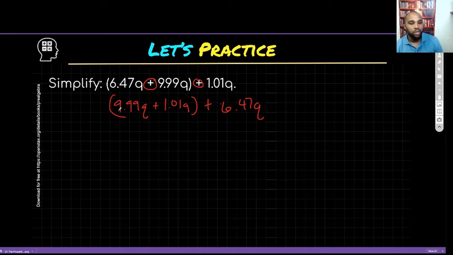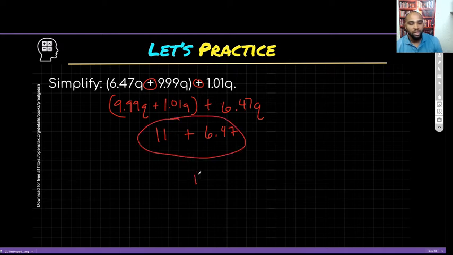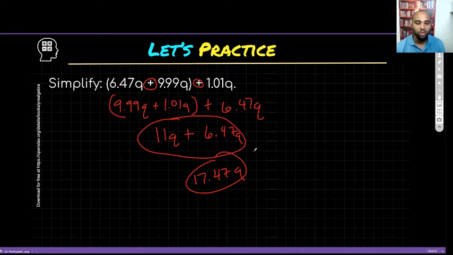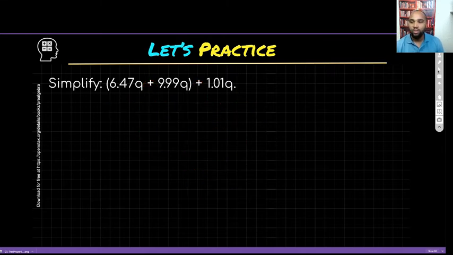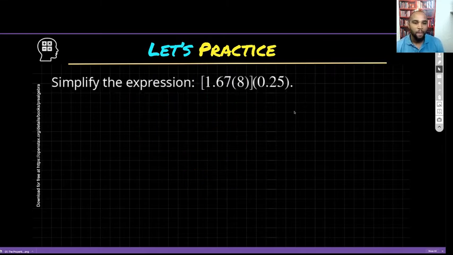So when I do that, 9 plus 1 is 10. 99 cents plus 1 cent is another 1. So that's going to be 11 plus 6.47. Well, that's easy math to do. 11 plus 6 is 17.47 Q. Should have put a Q there. So pretty simple. No calculator needed if you use your properties.